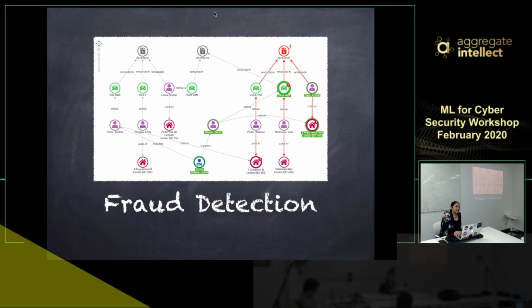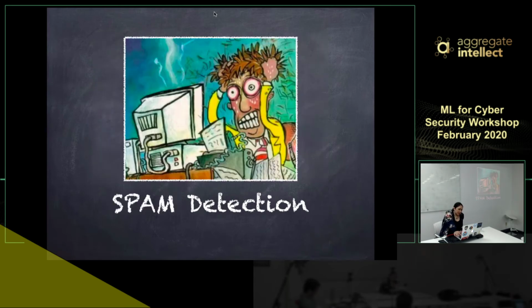Fraud detection, we are going to talk about it a little bit more today. Spam detection is another one. If there's a spam website and it targets your environment, you can use a graph to find them. There are so many different papers. When I was searching on it, there are lots of papers on the web on spam detection using graph.